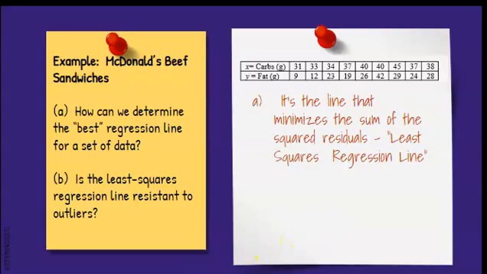As we begin this example about McDonald's beef sandwiches, the first thing it asks us is how do we determine the best regression line for a set of data? Well, it's the line that minimizes the sum of the squared residuals, and that's why we call it the least squares regression line. The second thing: is the least squares regression line resistant to outliers? Let's look at this example.